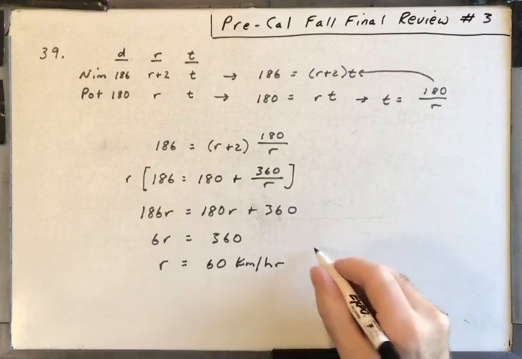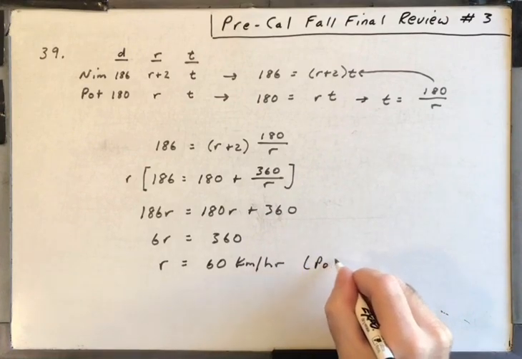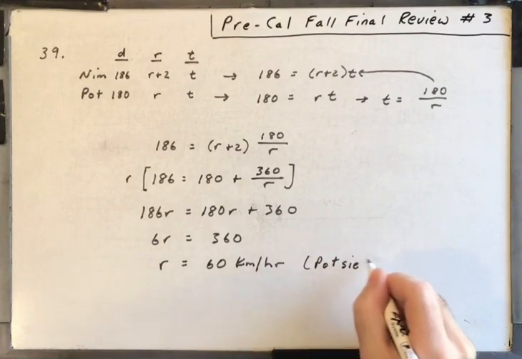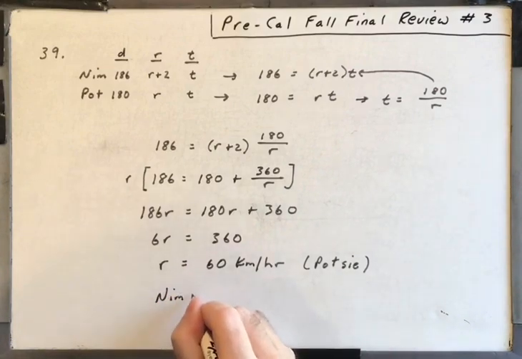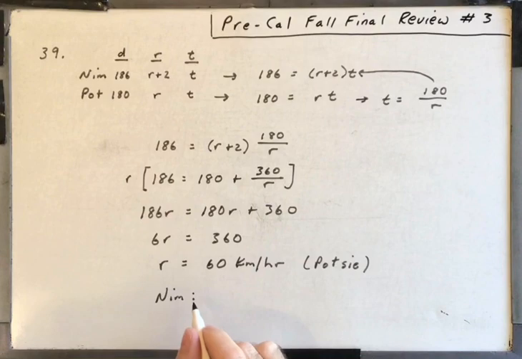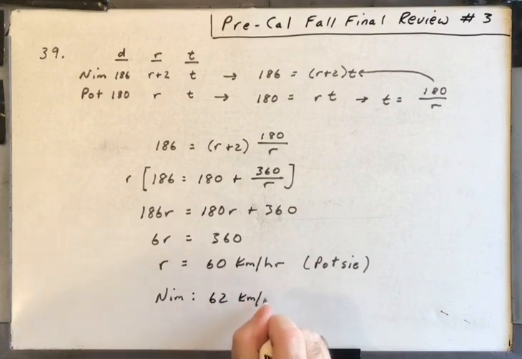So that's going to be our friend Potsy. And then our buddy Nimrod, which I think is a Bible character, and I think he's kind of a bad guy. It's going to be r plus 2, so 62 kilometers per hour.